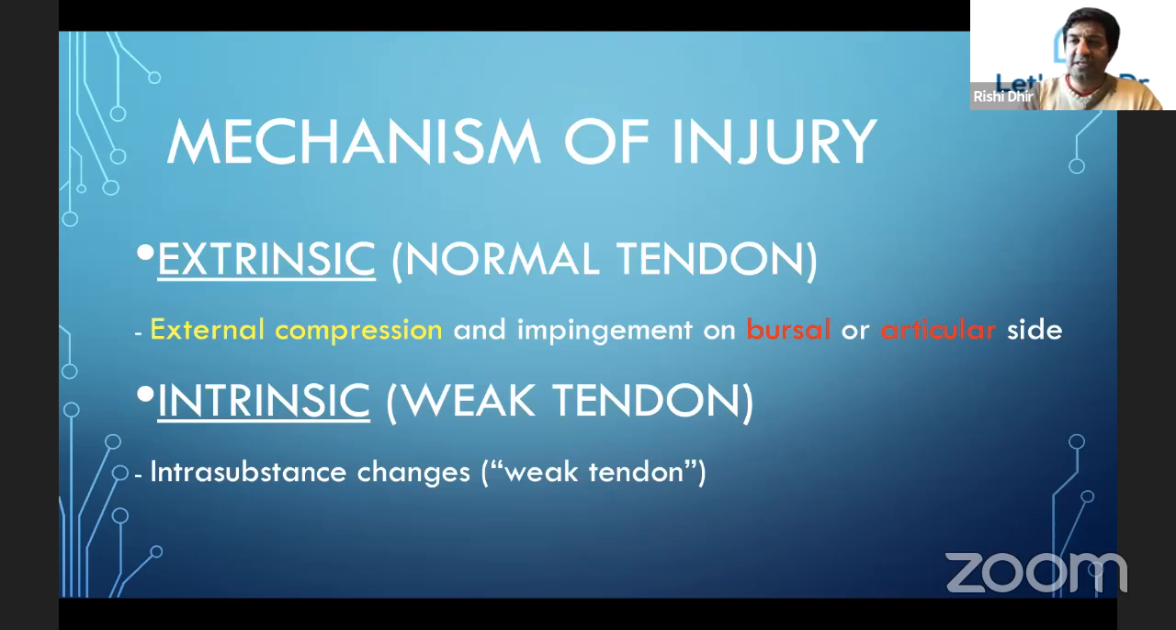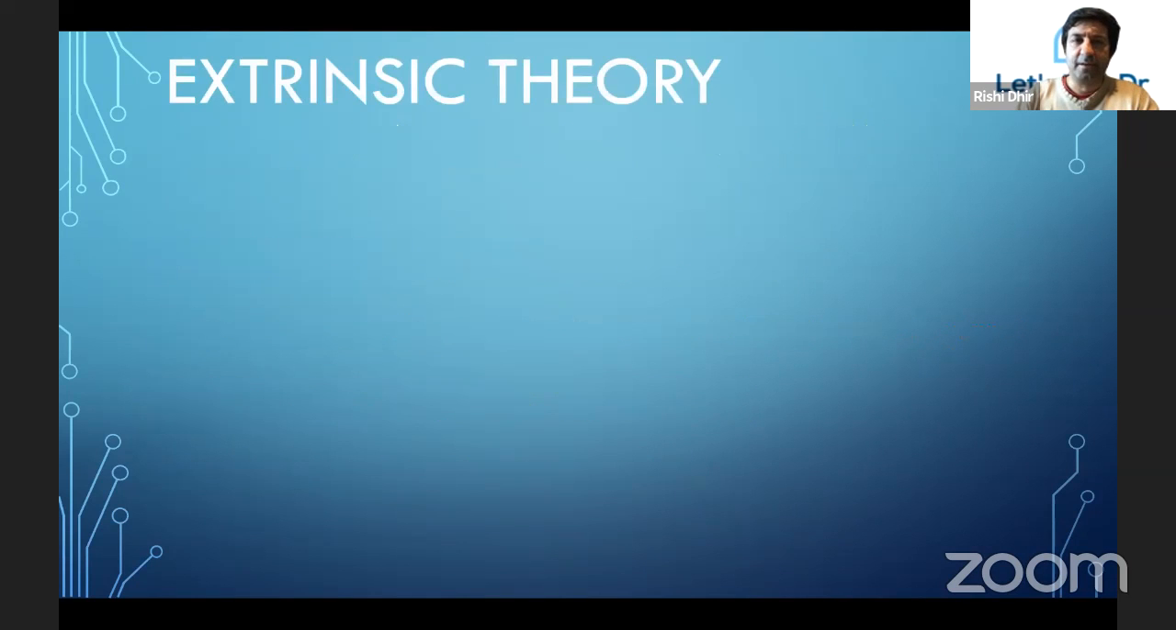Or the intrinsic means you've got an abnormal tendon because of some sort of intrasubstance change. So I think of weak tendon and normal tendon. Okay, that's how I remember extrinsic and intrinsic. So let's start with the extrinsic theory.